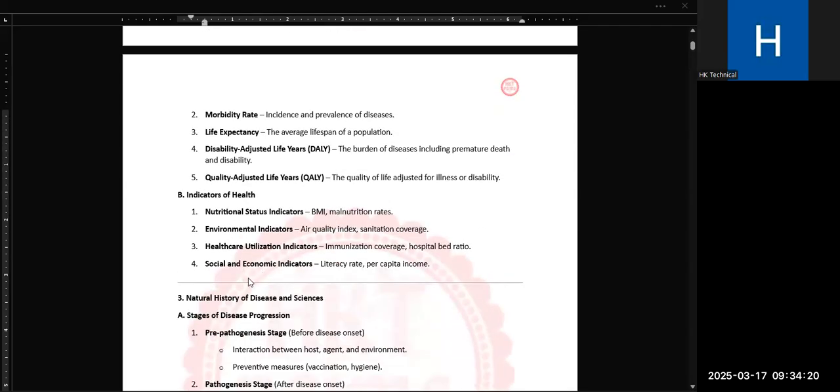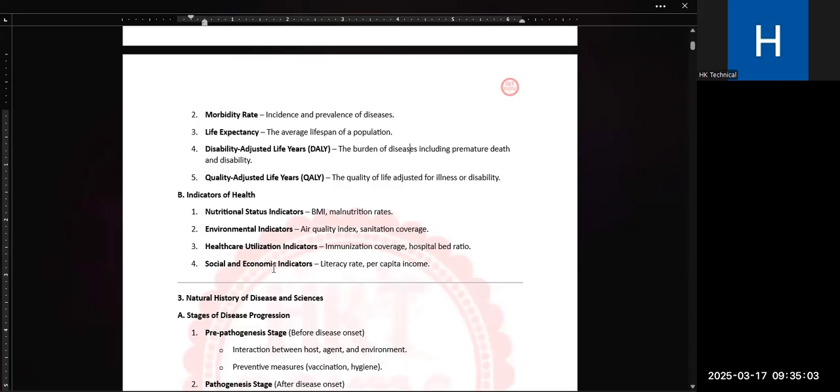Next is our indicators of health, the factors which show whether you are healthy or not. Nutritional status indicators, environmental indicators, healthcare utilization indicators, social and economic indicators. Body mass index tells the status of your nutritional health, malnutrition or not, like underweight, overweight, and so on. Environmental indicators tell whether your environmental health is okay or not, like air quality, good air quality, and sanitation coverage also we check.